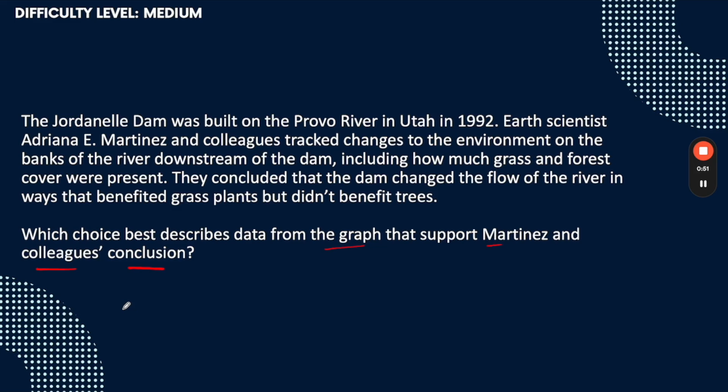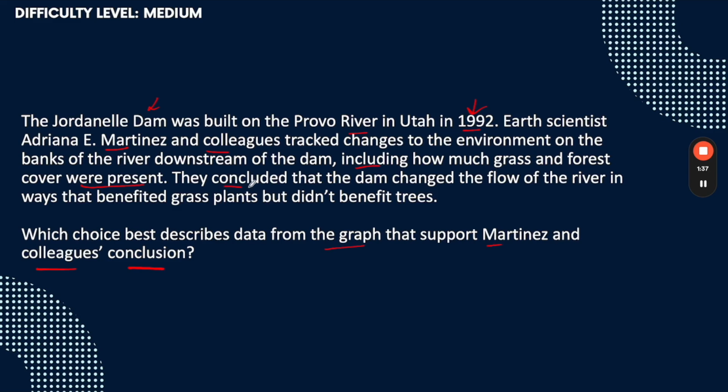So let's go ahead and read the text. The dam was built on this river in Utah in 1992. So a dam was built in 1992 in this particular river. Earth scientist A and colleagues tracked changes to the environment on the banks of the river downstream of the dam. So what were these people, A or M in this case, and colleagues doing? They were tracking changes to the environment because of the dam that was built, including how much grass and forest cover were present. So they are tracking how much grass and forest cover were present before the dam was built and after the dam was built.